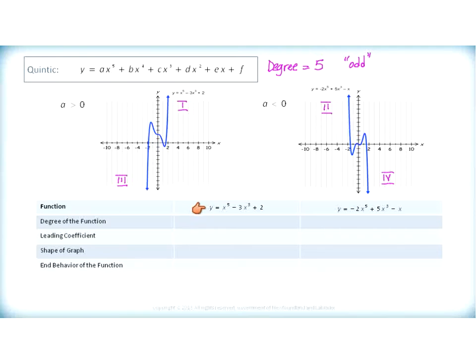In the first example, we have y equals x to the 5 minus 3x cubed plus 2. The degree of the function is 5. The leading coefficient in this example is 1. In terms of the shape of the graph, there is no particular shape, so I make reference to it as being in the form of a squiggle. The graph extends up into quadrant 1 and down into quadrant 3.